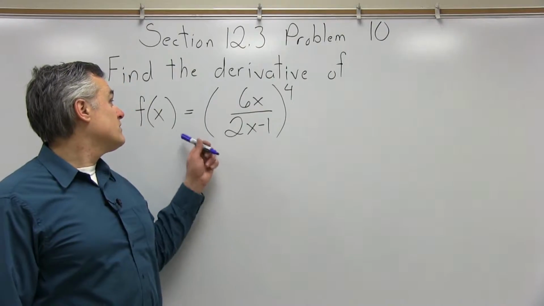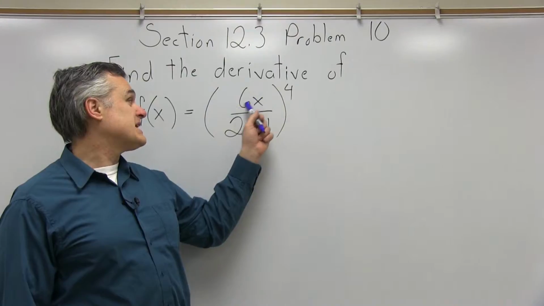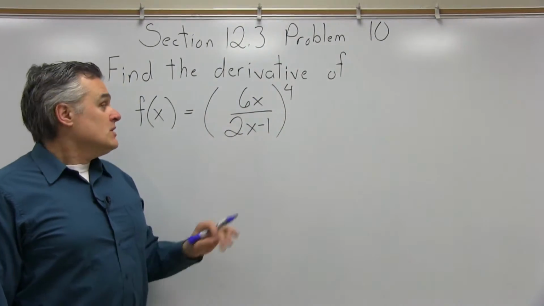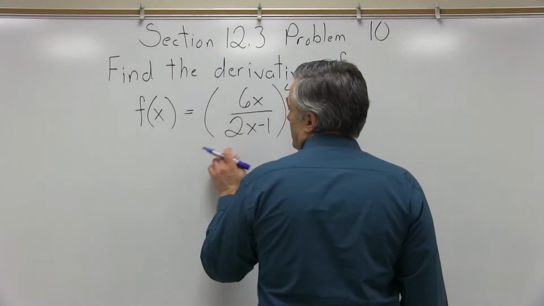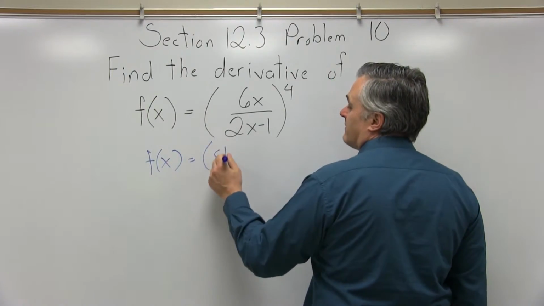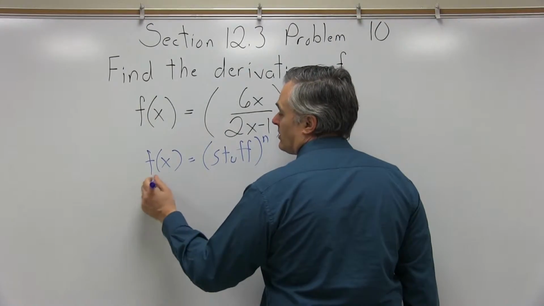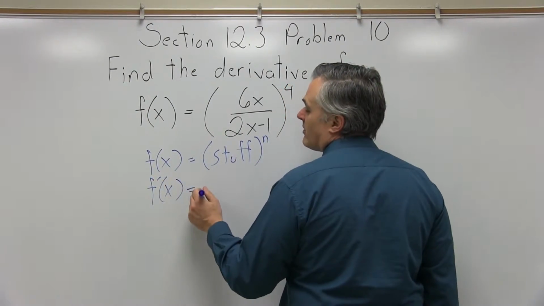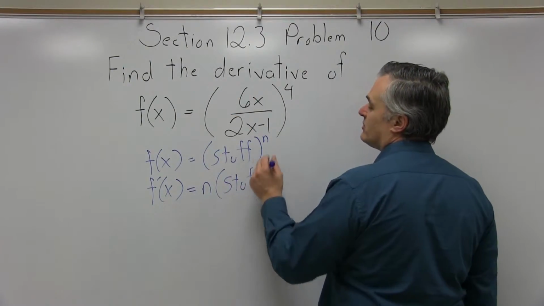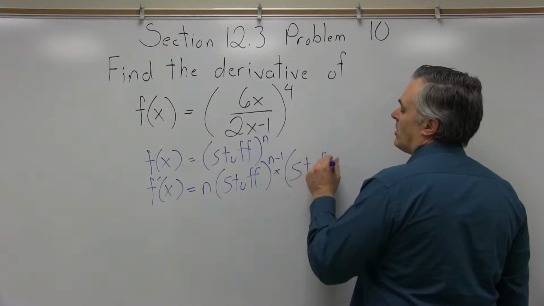This is Section 12.3, problem number 10. It says find the derivative of f of x equals 6x over 2x minus 1, all in parentheses raised to the fourth power. So overall, what we have is some stuff in parentheses to a power, so we can apply our chain rule. We follow the formula for f prime of x: the exponent comes down in front of the stuff, you leave the stuff the same initially, reduce the power by 1, and then multiply times stuff prime.